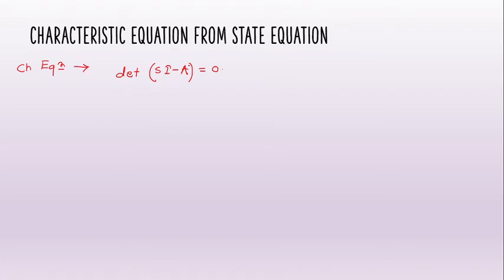That means if the A matrix is given, that is the system matrix, you can get the characteristic equation, and as you know, from the characteristic equation you can get the closed loop poles. So here also, after getting the characteristic equation you can get the poles. So just take an example.